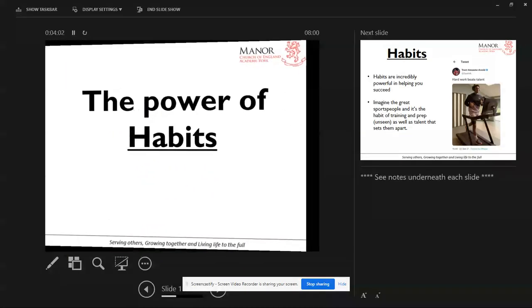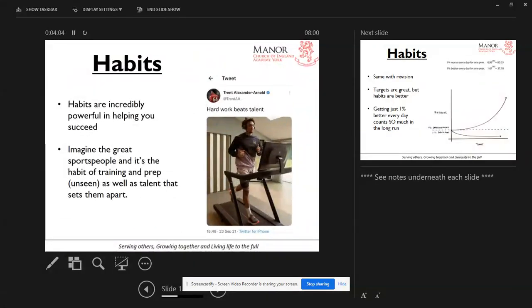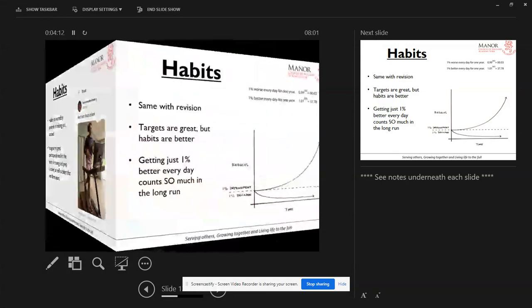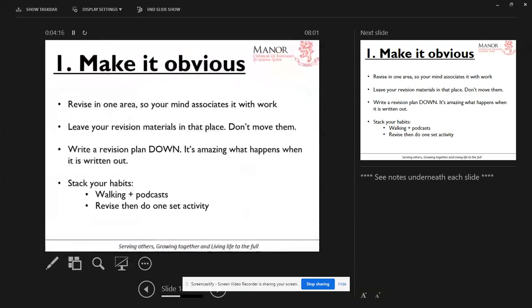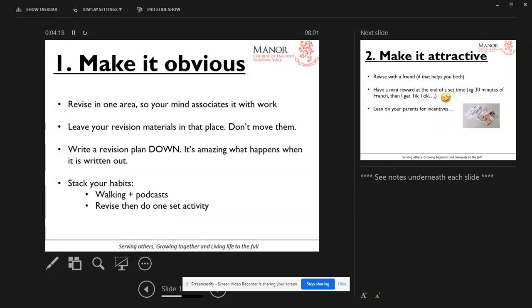Okay? So I mentioned the power of habits, how they are really, really important for succeeding. So you just get yourself into the habit of training and training your brain. Okay? It's the same with revision. So the plan I want you to follow is to make it obvious. Okay? What you do is that you make sure that in one area of your house you have your revision all laid out on your desk. Don't move it. Keep it there.